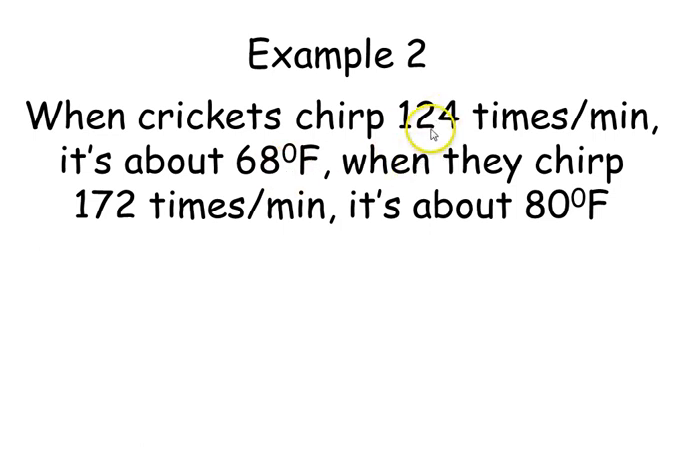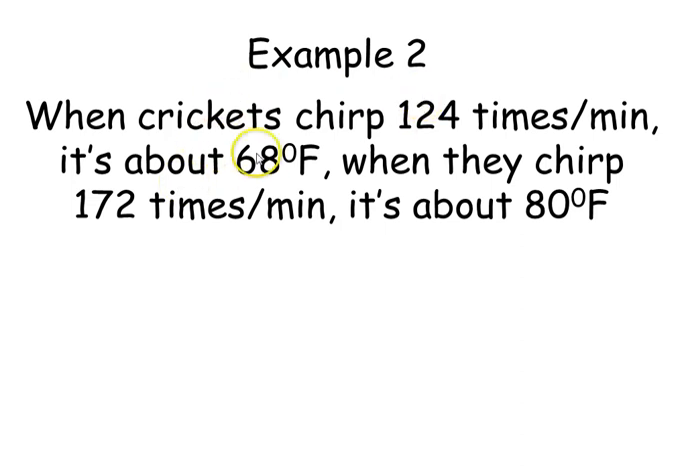So when they chirp 124 times per minute, the temperature is about 68 degrees Fahrenheit. And when they chirp 172 times per minute, it's about 80 degrees Fahrenheit. And there's no question here, but the task is: write an equation that models the relationship between how many times a cricket chirps and the temperature in degrees Fahrenheit.